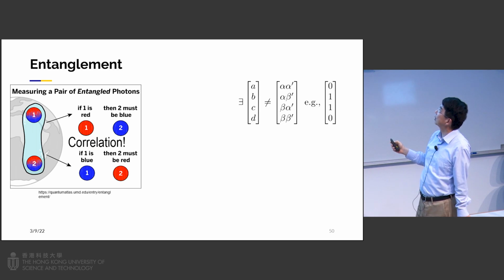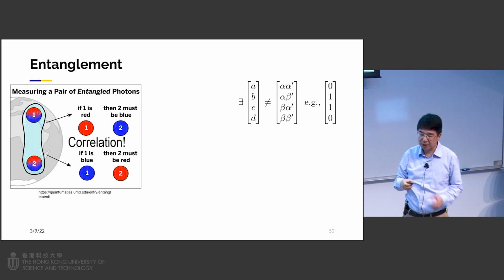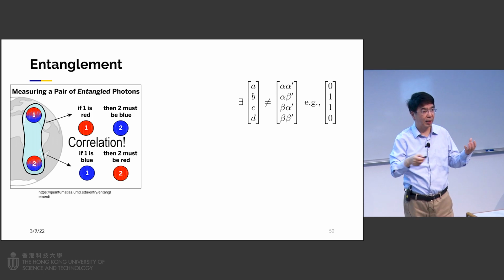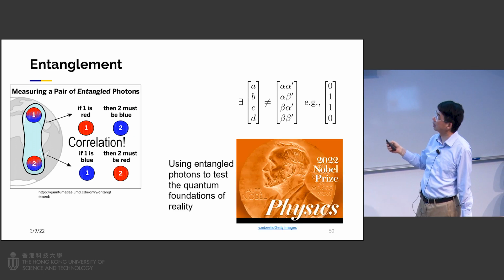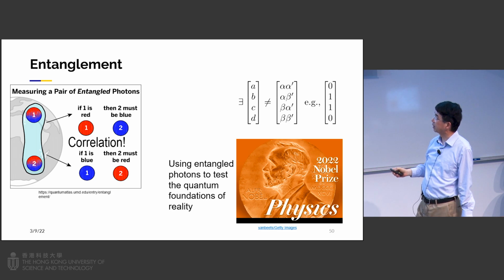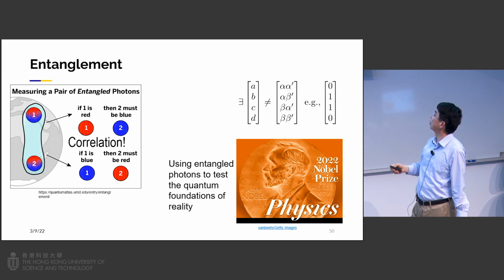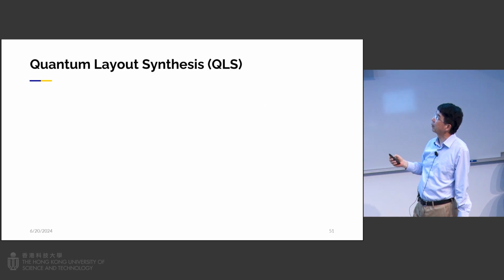They have the correlation. The reason it's so strange is that you can actually have a state that is not decomposable, cannot be the product of any single states. So that's naturally entangled. And this result has been validated and verified. For example, the 2022 Nobel Prize is all about this discovery, or the proof of the entanglement.